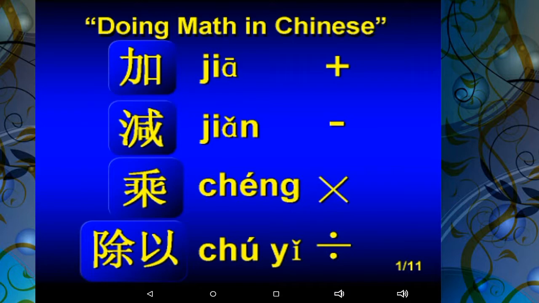Our first character is the character Jia, which is a first tone character. And our next character is Jian, which is a third tone character, which means that it is a falling tone and rising tone. Our third character is Chun, which is a second tone character, meaning that it is basically a rising tone. And our fourth character we will be looking at is Chui.